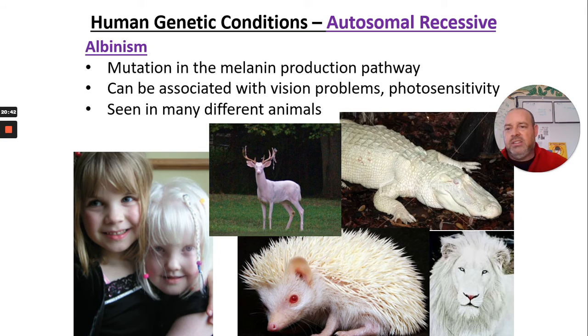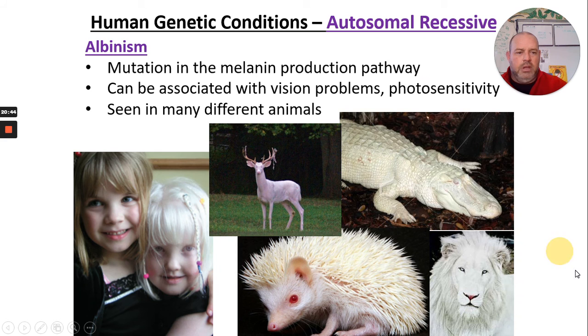Another autosomal recessive is albinism. This is a mutation in the melanin pathway where melanin is not produced. It's not really thought about a lot, but humans have albinos, and there are other organisms that have albinos as well. I thought these were some pretty cool ones, so I threw them in there.